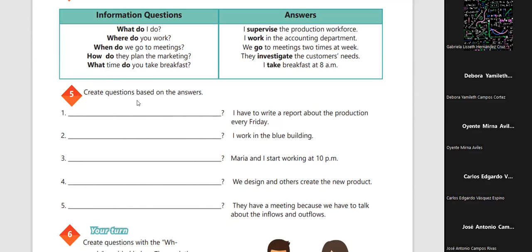Very good. Now, let's create the questions based on the answers. So let's read the answer and let's formulate a question. For example, the first one, I have to write a report about the production every Friday. I have to write a report about the production every Friday. ¿Qué pregunta podría ir acá?